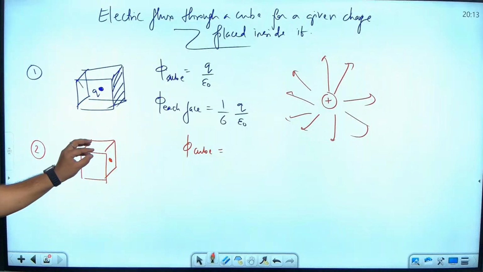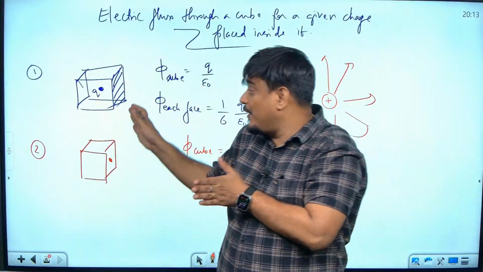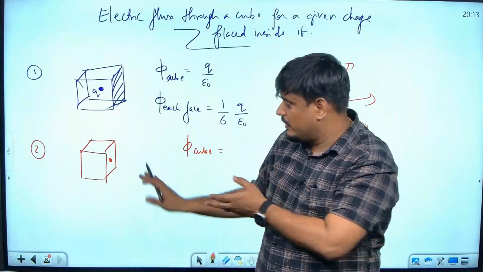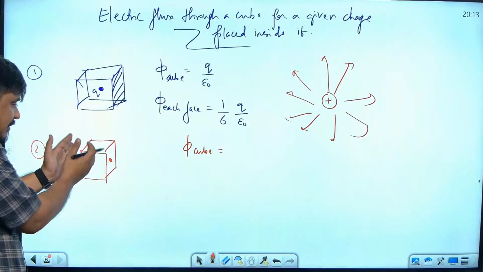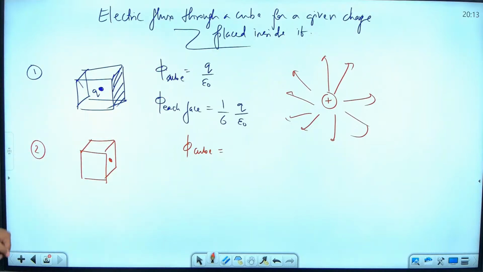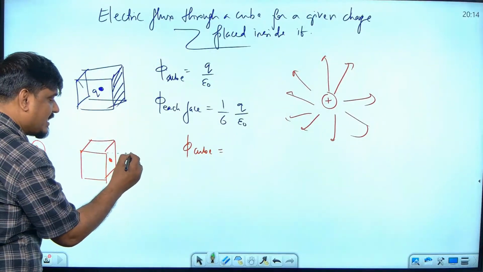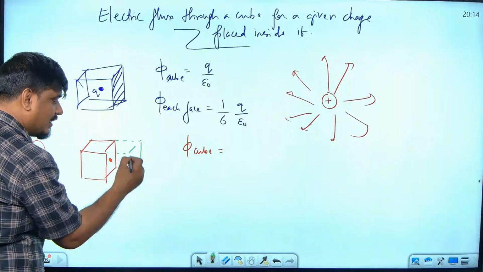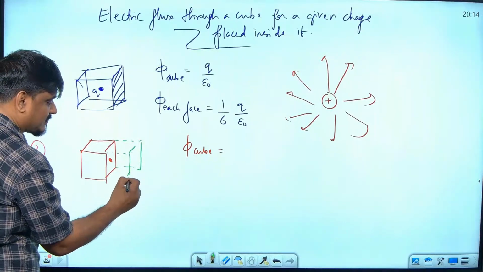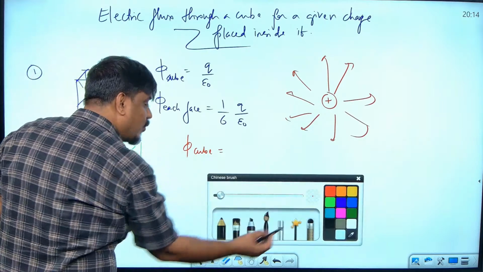Now, if it was in the center, I can feel that yes, it is going equally in all directions. If it is on one of the faces, then don't you think that out of whatever electric field lines it produces, only half will go this side, half will go the other side? I mean to say that you need to place an extra imaginary cube here to make it symmetric. Now these 2 cubes together will have Q by epsilon naught. So 1 cube will have how much? 1 by 2 times of Q by epsilon naught.